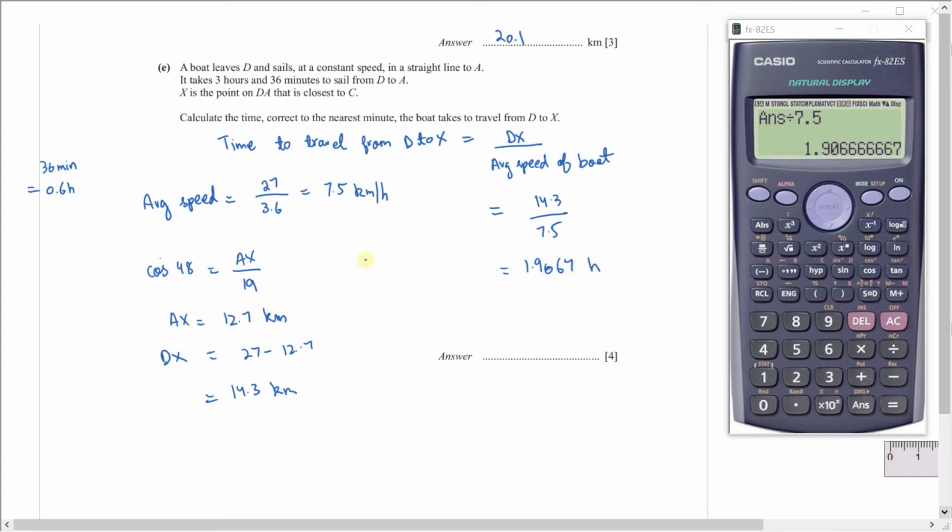1.9067 hours. The question asks for the time to the nearest minute, so we need to convert these hours into minutes. We simply multiply by 60 to get the number of minutes. So you get 114.4 minutes. To the nearest minute, since this is 4, I will simply write 114 minutes. So 114 will be your final answer because the question asks you to round it to the nearest minute.